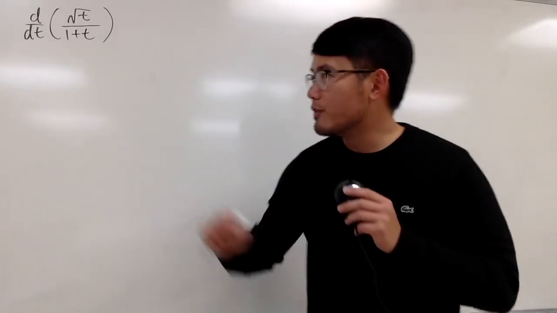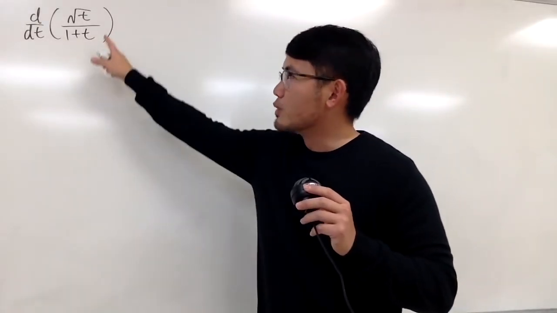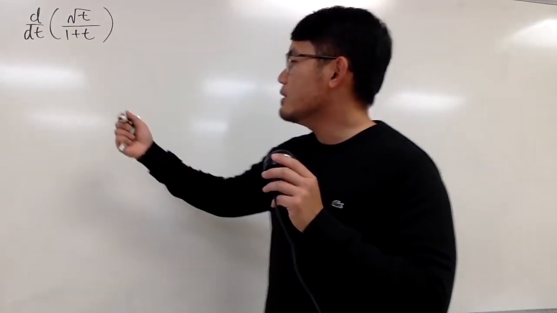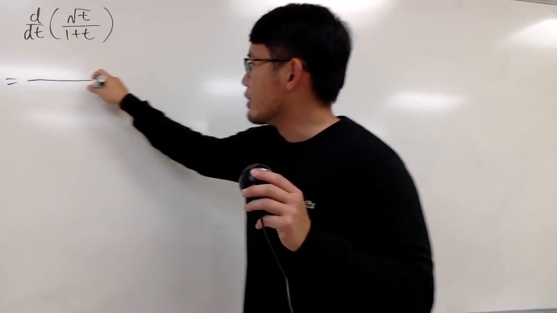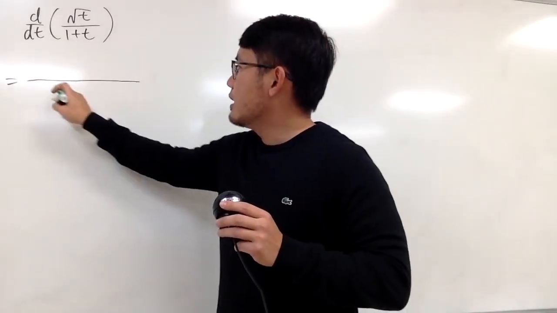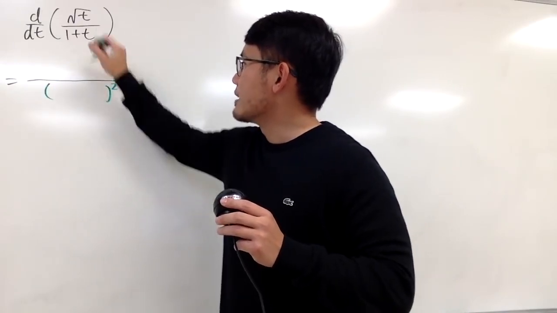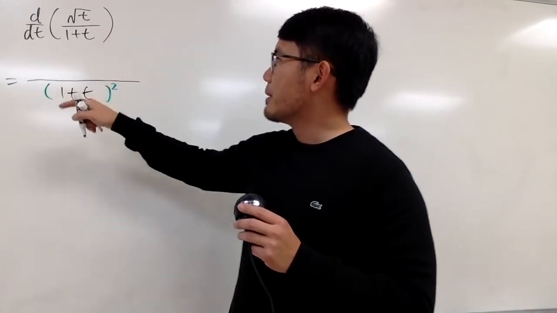Okay, for this question, we are going to find the derivative of square root of t over 1 plus t. Of course, we are going to use the quotient rule. And remember, when you start with a fraction, you are going to end with a fraction. So let's go ahead and draw the fraction bar first. And then before we forget, let's look at the denominator and then put in the parentheses and square that. So square the denominator.